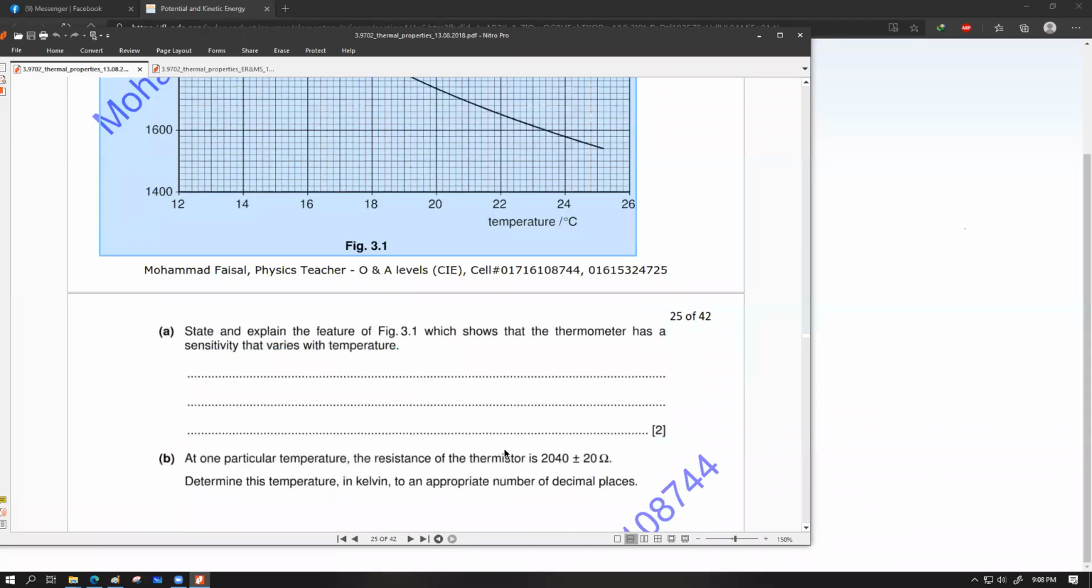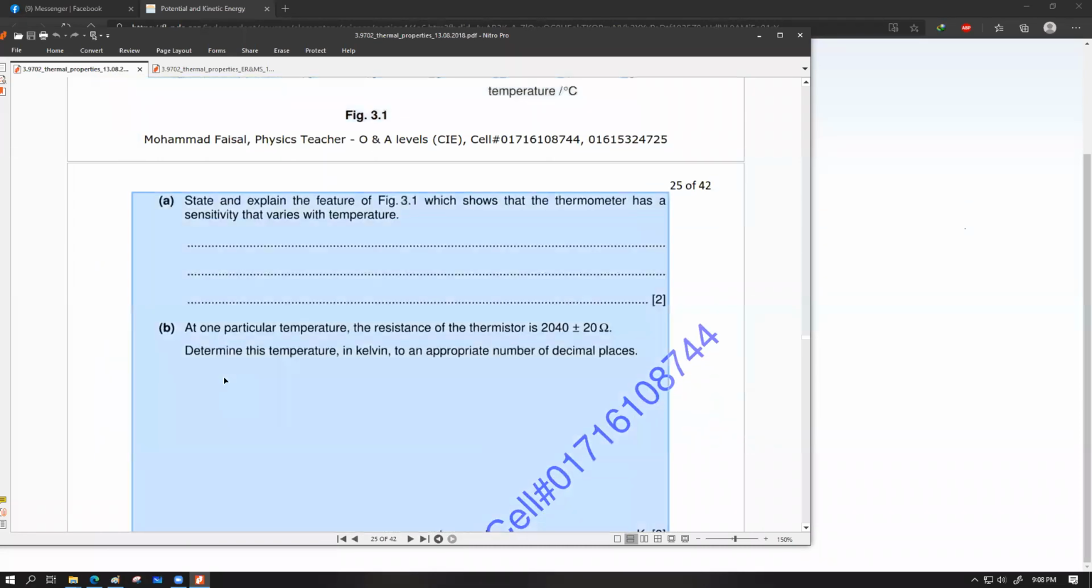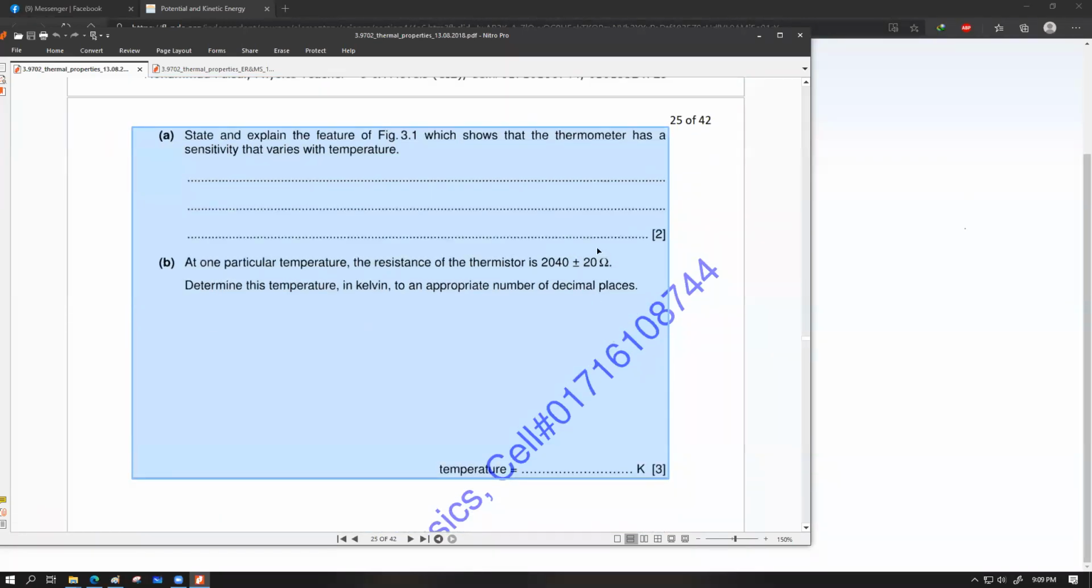Next part: at one particular temperature the resistance of the thermistor is 2040 plus or minus 20 ohm. Determine this temperature in Kelvin to an appropriate number of decimal places. Since they have given this thermistor resistance with some uncertainty, it might as well be relevant for us to come up with this answer with uncertainty as well.